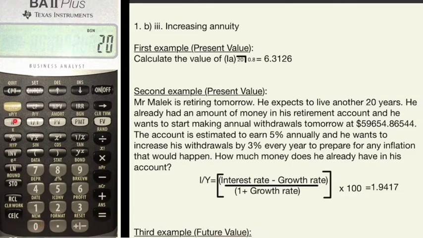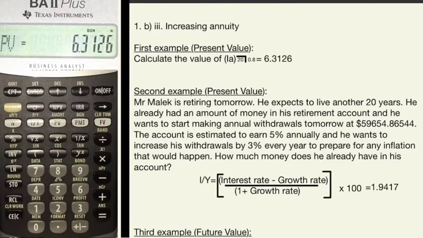Our N is 20, so we press 20, and our interest is 8, so we press 8 IY. Our PV is what we want to find. Our payment is negative 1 because we pay. Our future value is 20, so 20 FV. Then we press compute PV, and we get the answer 6.3126.